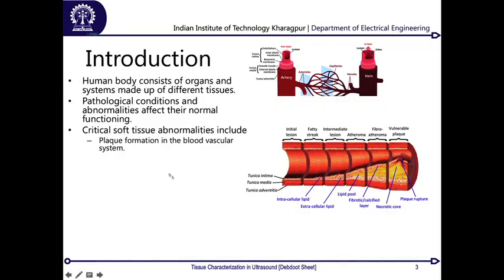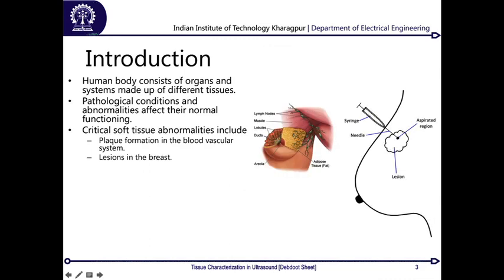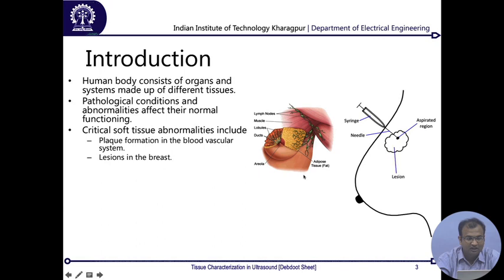Now this is one of the problems which happens in the case of soft tissues. Another problem is that in women with breast lesions, these are not necessarily always cancerous, but they are tumors or some sort of abnormality. So these are another kind of soft tissue abnormality which is quite predominant in the world.